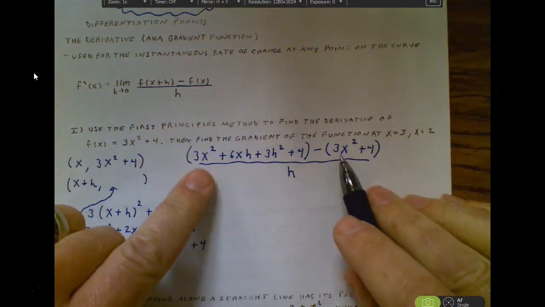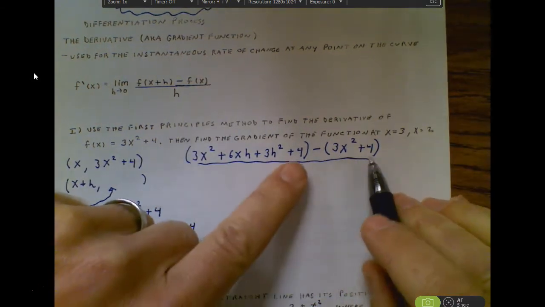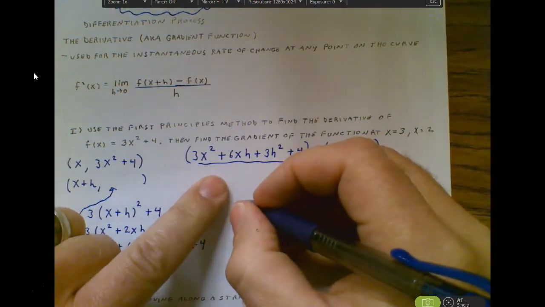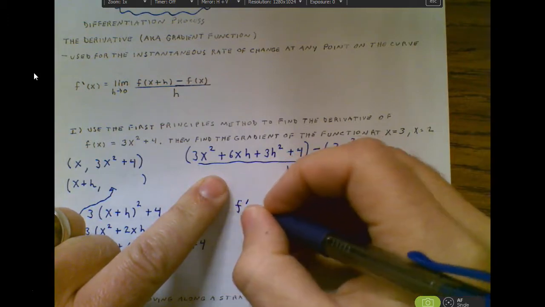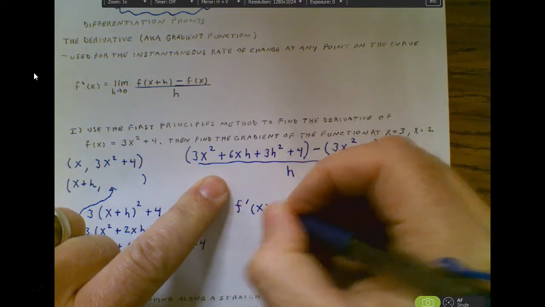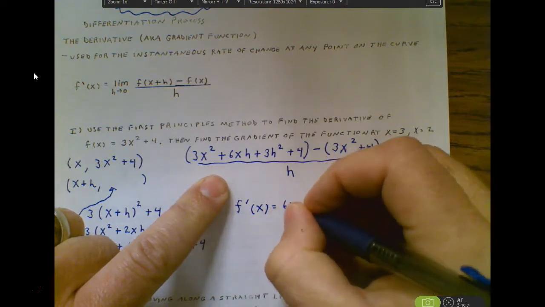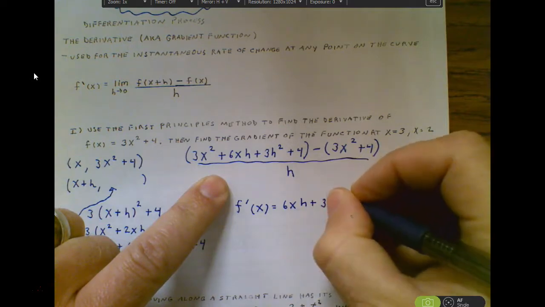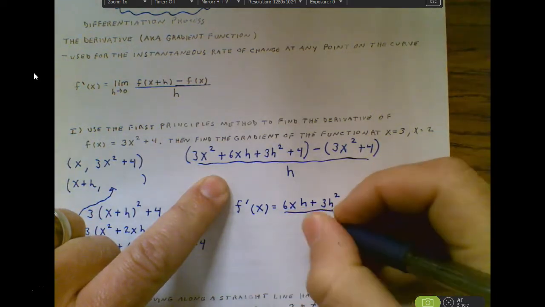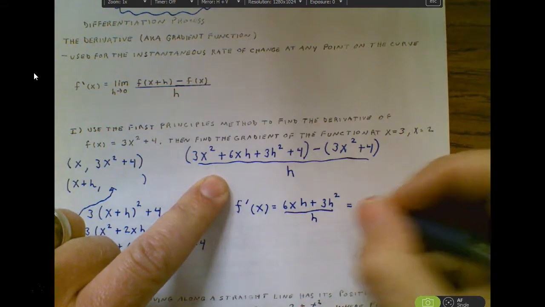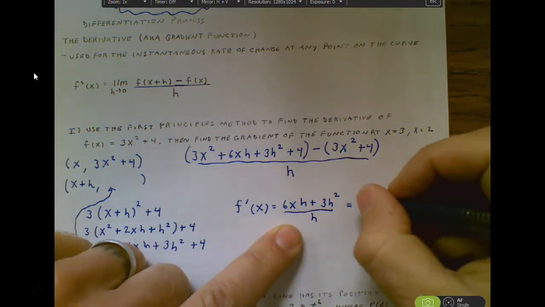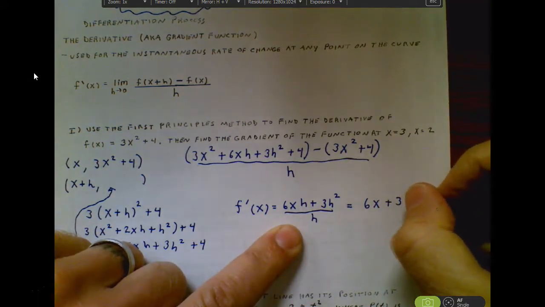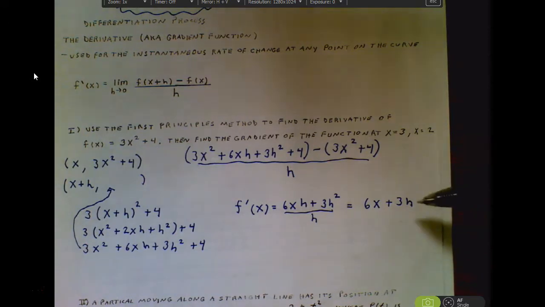You can see the 3x squareds will cancel. You can see that the 4's will cancel. And so all I'm going to be left with on this, and I'm going to keep the notation going here for my derivative, is my 6xh plus 3h squared all over h. As I divide the h out of everything, I'm going to just get 6x plus 3h. So here's the expression that we're getting down to.